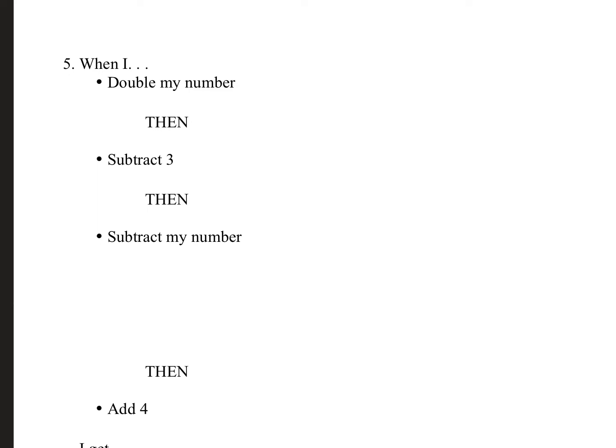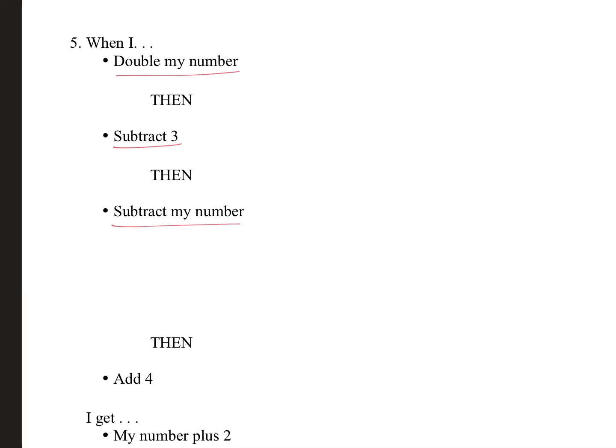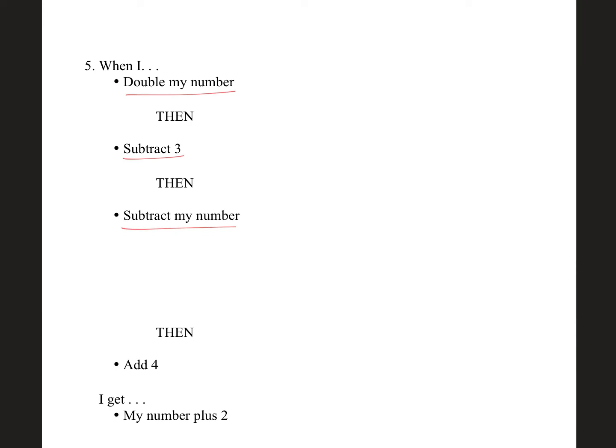So number 5 says, when I double my number, then subtract 3, then subtract my number, then, sorry, this got cut off a little bit for me. Let me zoom out just a little bit. Okay, then add 4, I get my number plus 2.